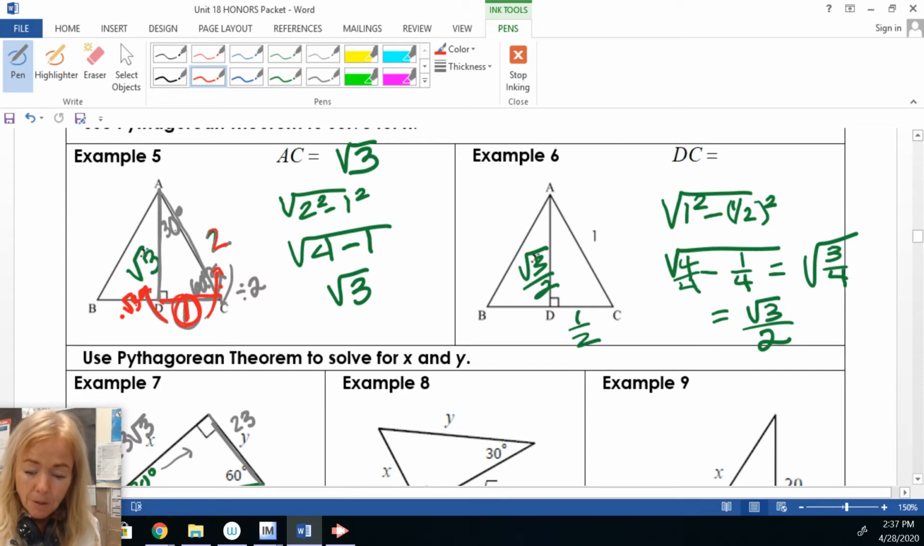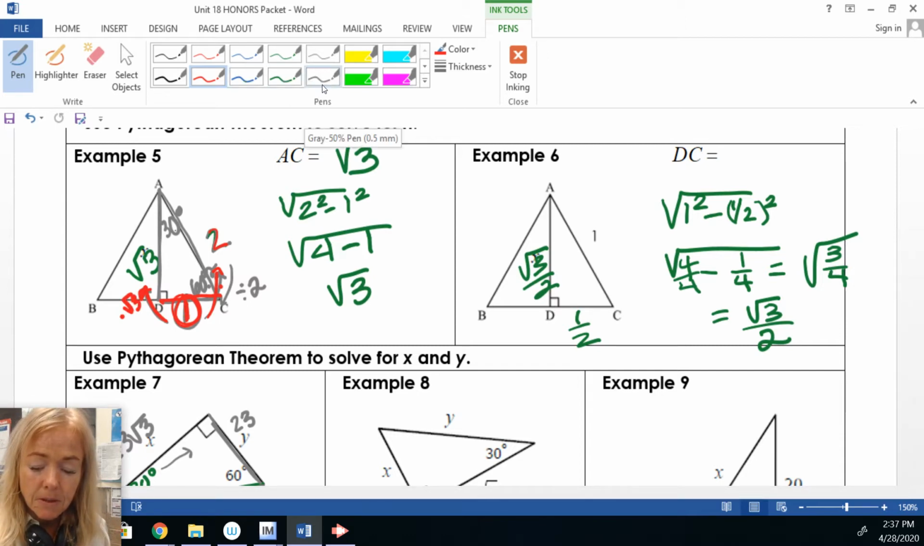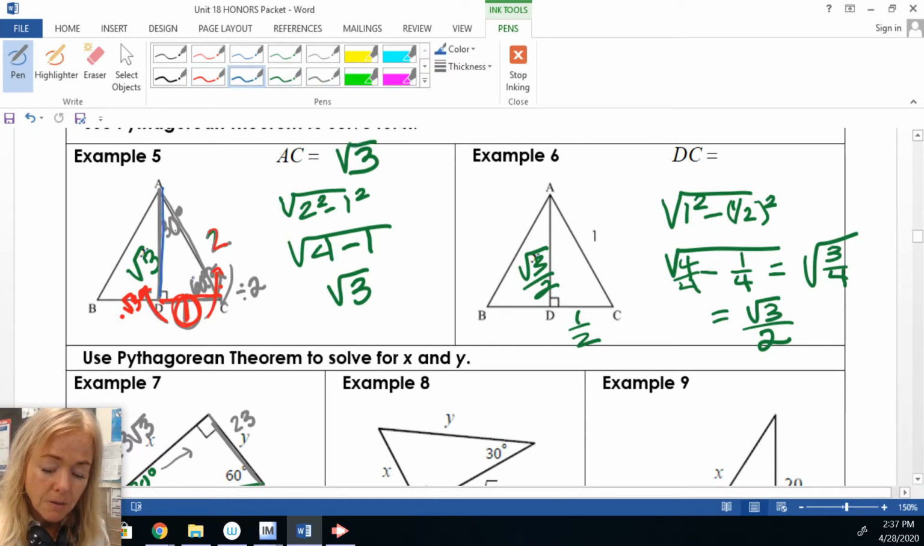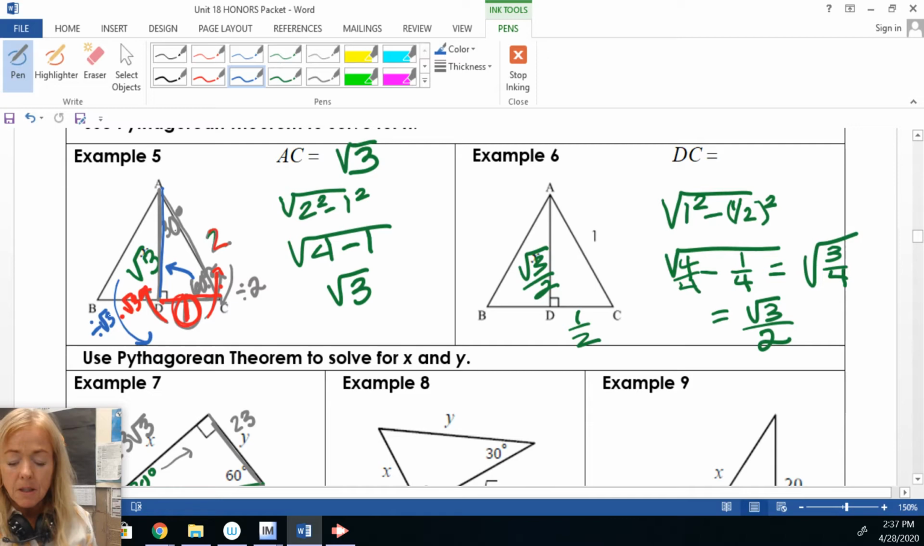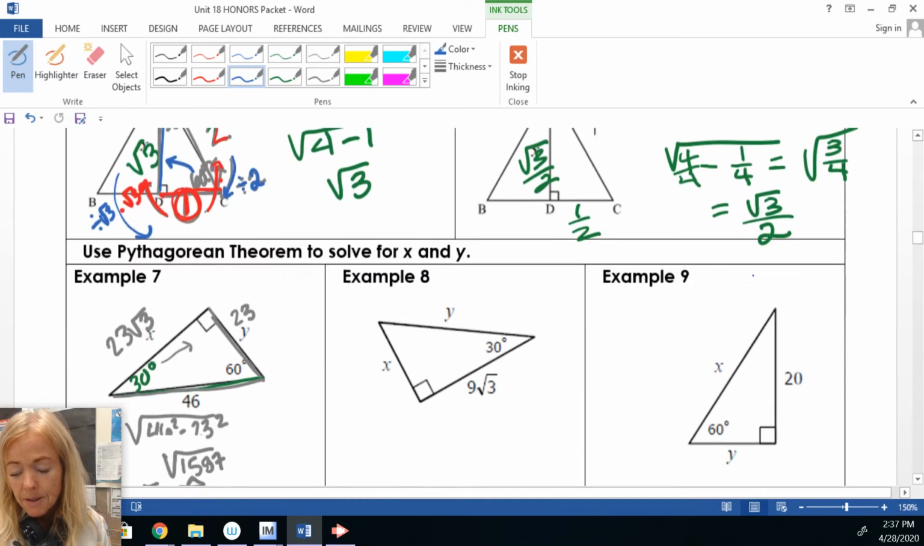Okay? If I want to go back, let's do blue. So if I have the long leg, the one across from the 60, to go back, I divide by that radical 3. It's been multiplied by radical 3 to get to the longer leg, so I have to go back by dividing by radical 3 to get to the shorter leg. The same thing with the hypotenuse. If I have the hypotenuse, I divide by 2 to get to the shorter leg, or times the shorter leg by 2 to get to the other leg. All right, so there you go.